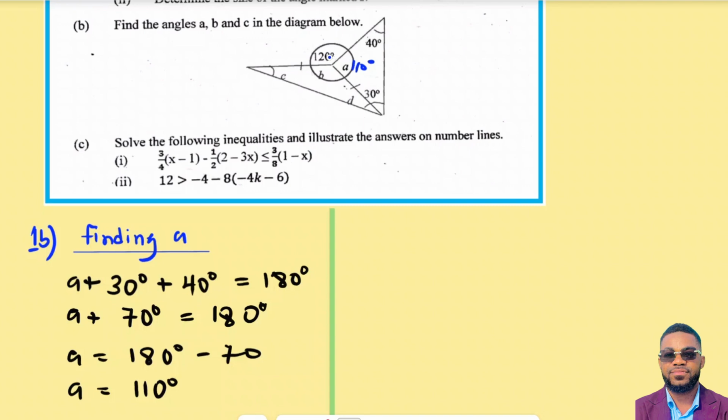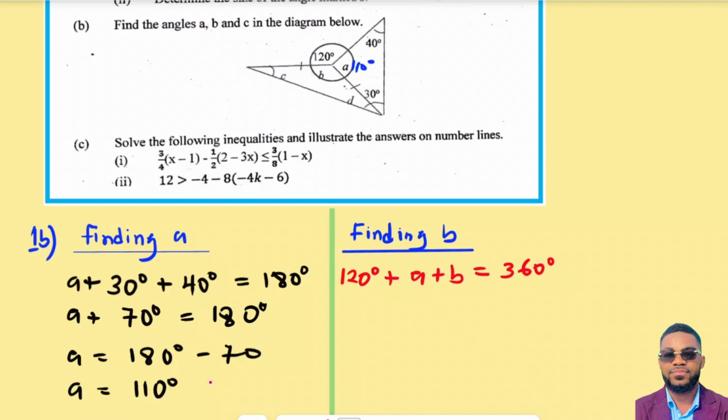And angles at a point, they sum up to 360 degrees because they form a circle. So let me find the value of B right now. So finding B. That's going to be 120 degrees plus A plus B is equal to 360 degrees. And the reason is they meet at a point.